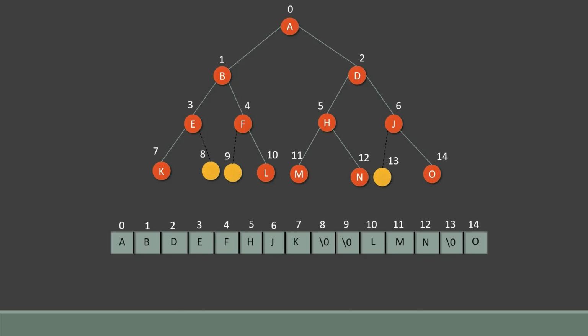So now we will represent the same using an array as follows. We can see that all the yellow nodes are represented by \0 in the array because that node doesn't exist. We have just used it for the numbering purpose. So this is how we represent a tree using an array.